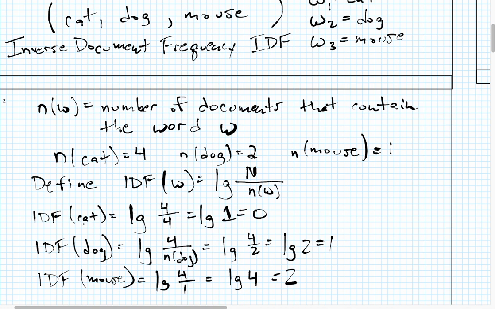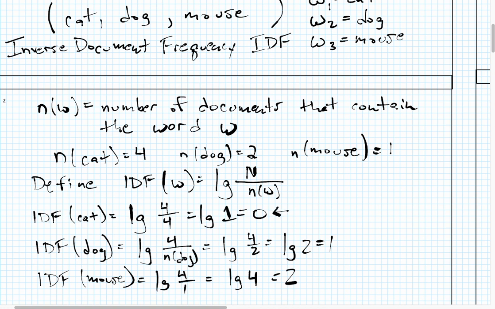So notice here that cat, which was in all the documents, has an inverse document frequency of 0. Dog, which appeared in 2 out of 4, has an inverse document frequency of 1, which is bigger than 0. It seems to indicate that this is a more important word because it appears in fewer documents. And if I take a look at mouse, that has an inverse document frequency of 2. It appears in only 1 document, so it seems like this is an even more important word than dog. 0, 1, 2.